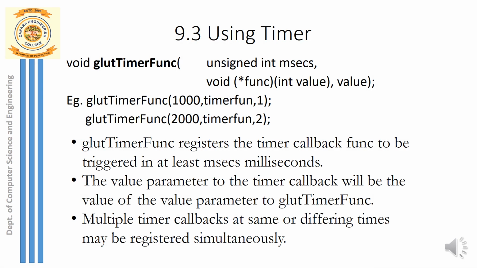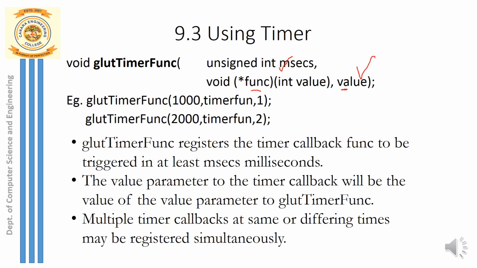Let's discuss the timer function now. How to use a timer in OpenGL? We can make use of a function called glutTimerFunc, and here you can see the syntax of it. The first parameter is the duration, in milliseconds, which specifies how long the screen should sleep, that is the delay. The next parameter is a user-defined function, which you pass as the second parameter. The third parameter is an integer value.